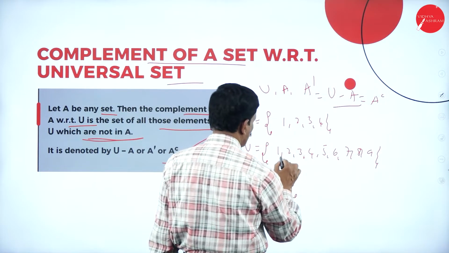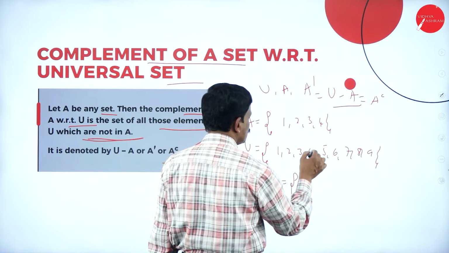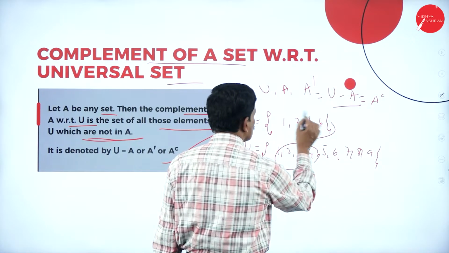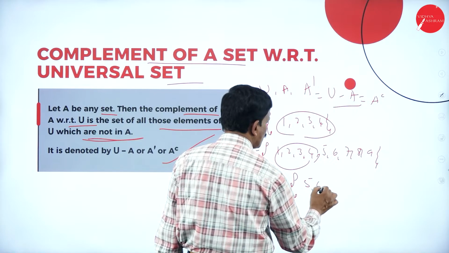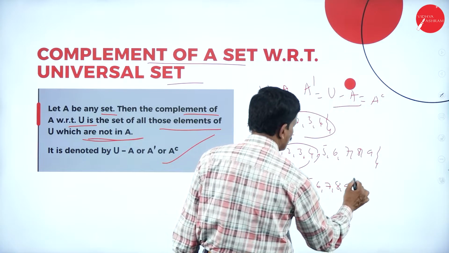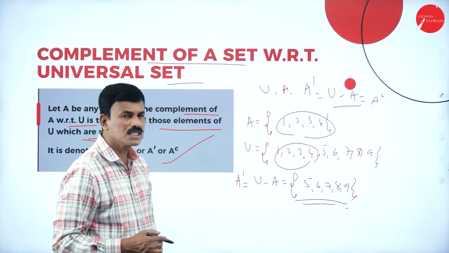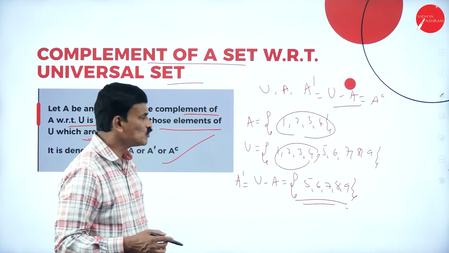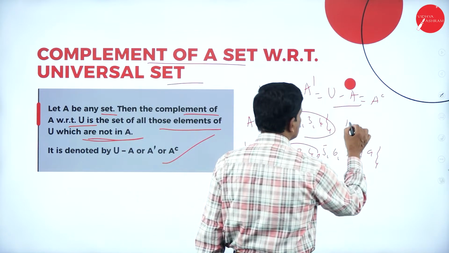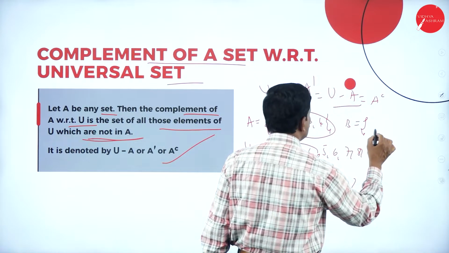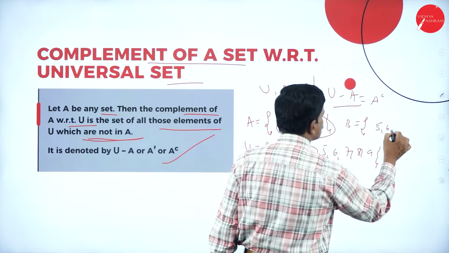So here, 1, 2, 3, 4 are there, so we leave them. Other than this, the remaining elements 5, 6, 7, 8, 9 come under the complement of the set. A dash is equal to U minus A, which is 5, 6, 7, 8, 9. Suppose we take one more set, say B is equal to 5, 6, 7.